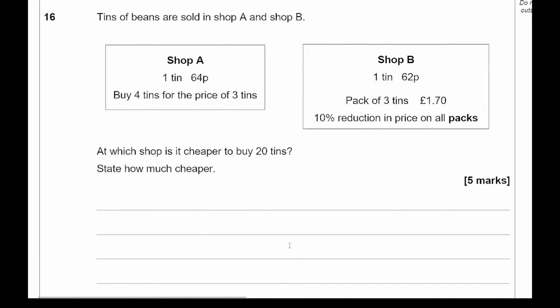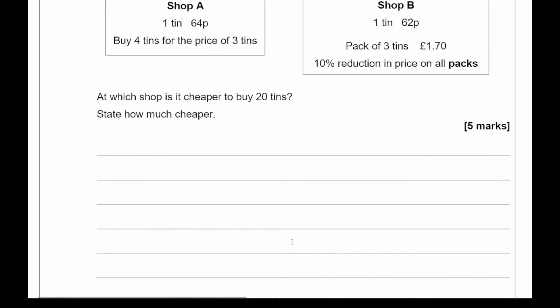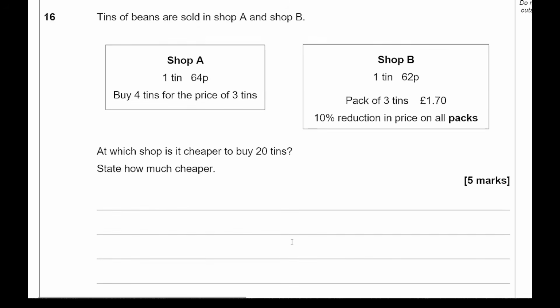Moving on to question 15, it says tins of beans sold in shop A and shop B. Shop A, 1 tin is 64 pence and buy 4 tins for the price of 3. And shop B, 1 tin is 62 pence, packs of 3 tins is £1.70, and there's a 10% reduction in the price of all the packs. At which shop is it cheaper to buy 20 tins? And we also need to state how much cheaper it is.